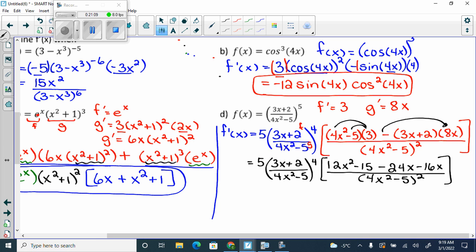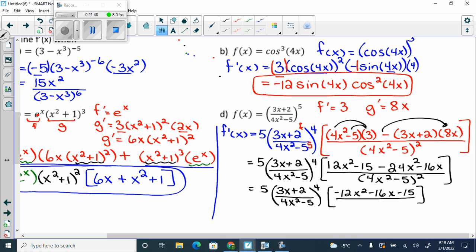Let's try again, 24x squared. Then we collect like terms. What was it before you said not to expand? It was at the bottom. Yeah, I just make the denominator squared. Okay. And then we're going to get negative 12x squared minus 16x minus 15.